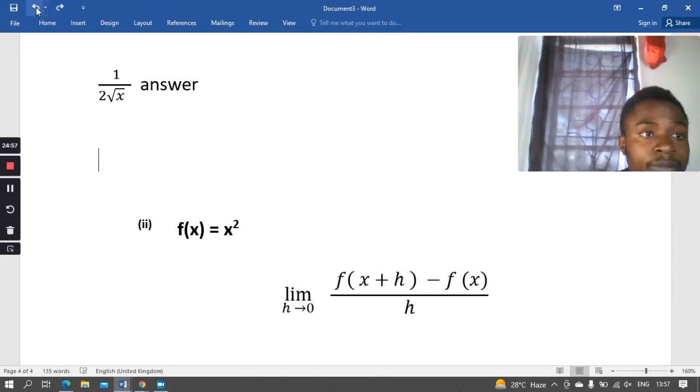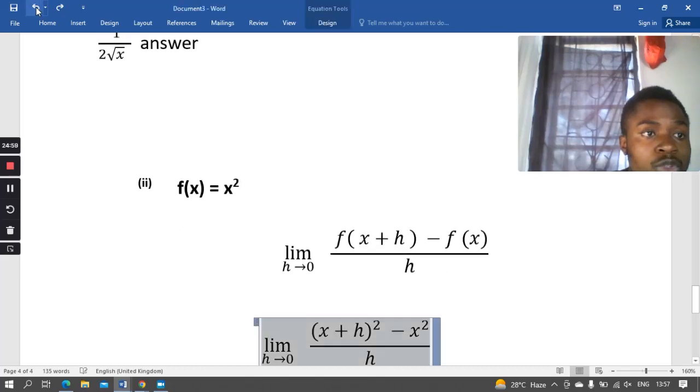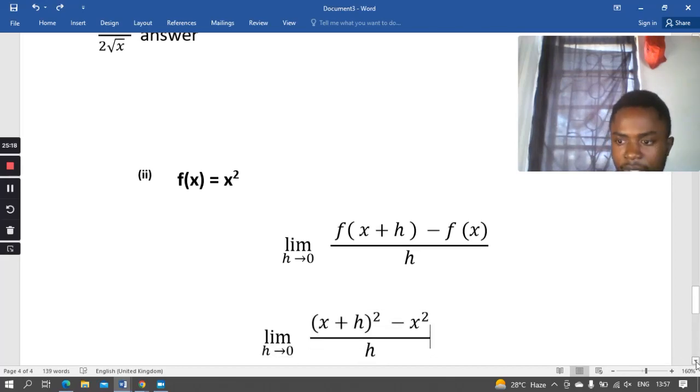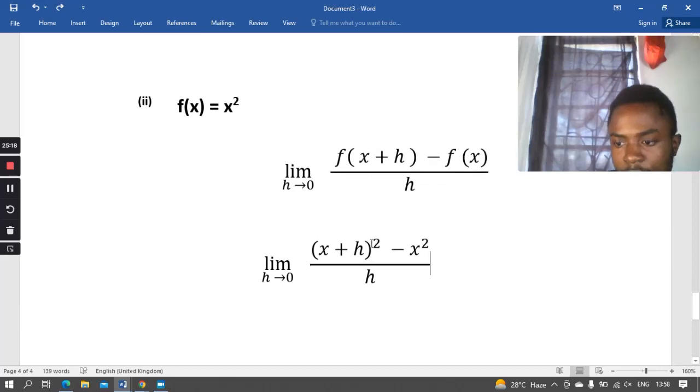Where there is x, we are going to put x plus h, so we have x plus h squared minus x squared, over h. So that is what we are going to have. You can easily work out that one.